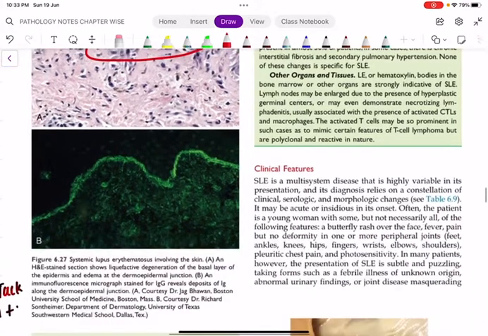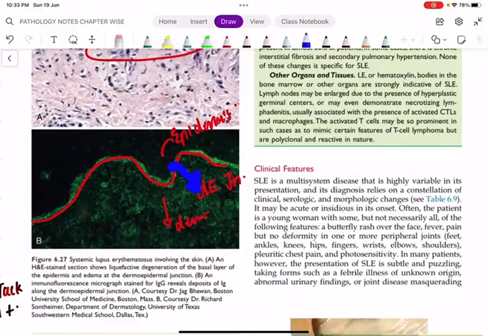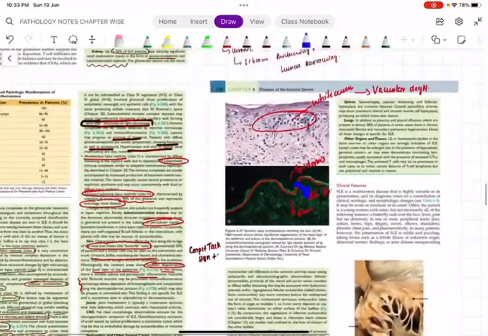Okay, this is an immunofluorescence. I am drawing with red color. This is the dermo-epidermal junction. I am writing DE, dermo-epidermal junction. This is dermis. Epidermis is not that well marked here. Okay, this is the dermo-epidermal junction. So that is the skin manifestation.